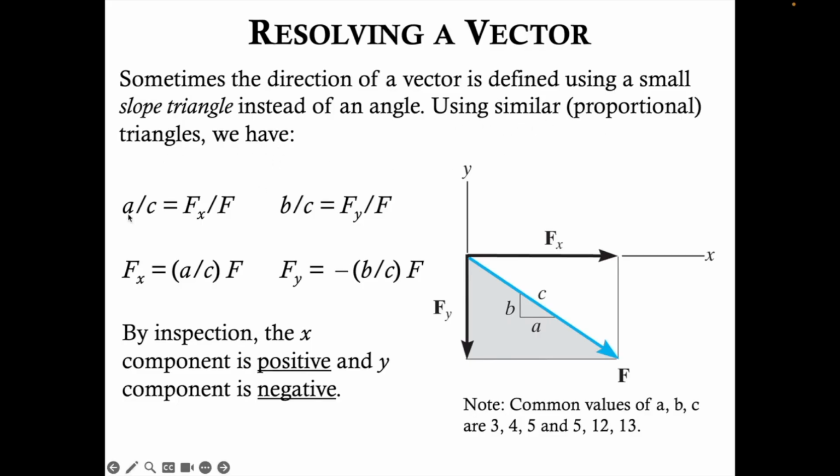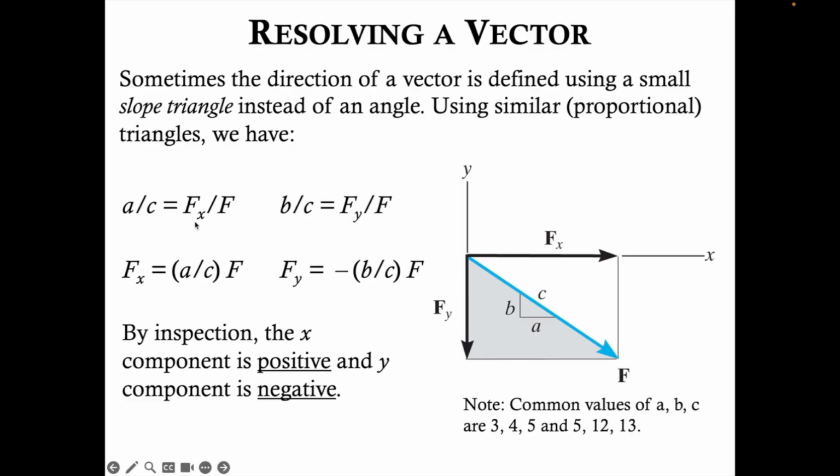So for instance, A over C, if we do the ratio A to C, which is this length over that length, that equals F sub x over F, because F sub x is this horizontal piece of the vector F, and A is also horizontal. C is the hypotenuse of the slope triangle, and vector F has a magnitude F that's the hypotenuse of this gray triangle. So the small slope triangle and the shaded gray triangle are proportional or similar triangles. So the ratios of the corresponding sides of these two triangles are equal.